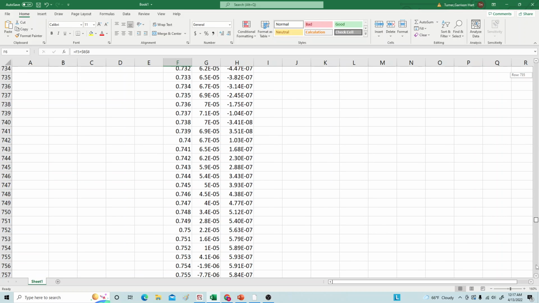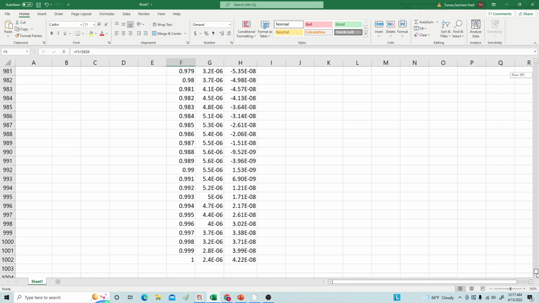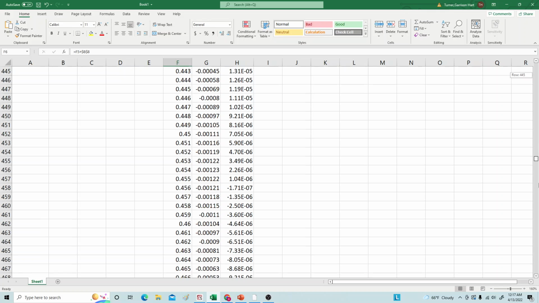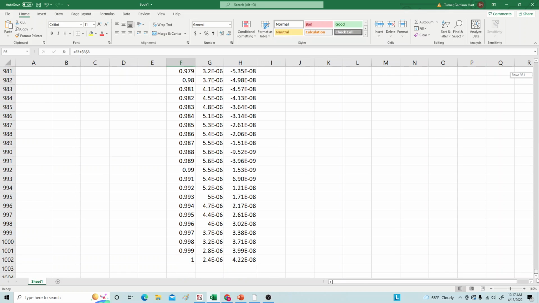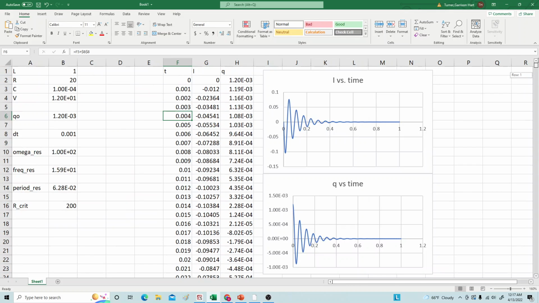So if my time step is 0.001, a thousandth, for 1,000 times, then I get 1 full second. And that's what we have down here. All right. Okay, so my current I initially specified to 0, my charge to the value calculated from C times V.